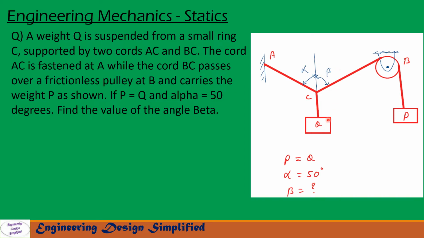So in this problem, a weight Q is suspended here and this cord AC is making an angle alpha with the vertical, and this cord makes an angle of beta with the vertical, and a weight P is suspended from this small frictionless pulley, and P is equal to Q. We need to find the value of beta. Let us see in the coming slides how to solve this problem.